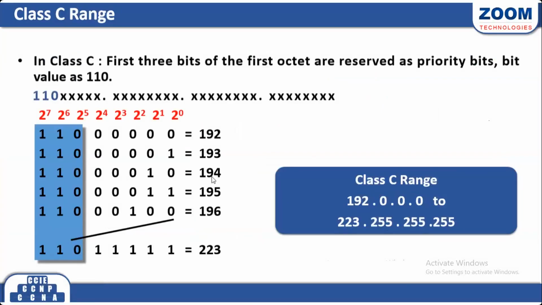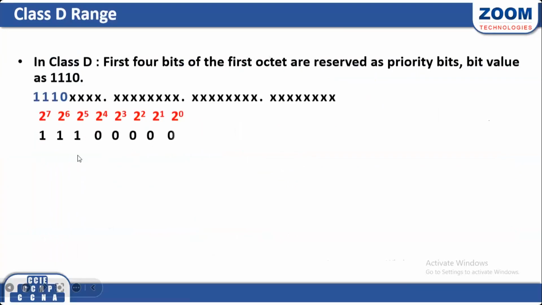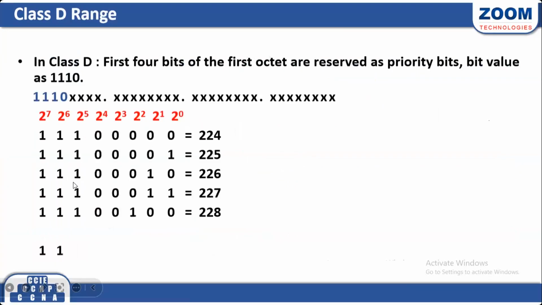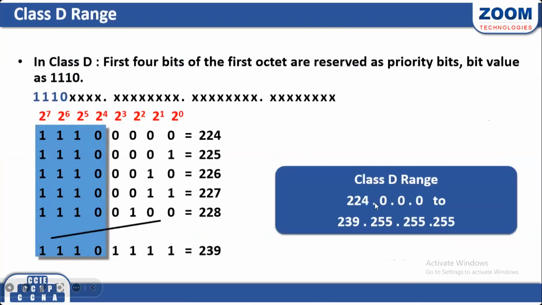Then after class C you will get the class D range, the multicast address range, which will start with the number 224, because the priority bit here is 1110, 4 bits. Because of this 1110, the decimal number 224 is already fixed, since 1110 means 128 plus 64 plus 32, 224. So again 224 plus 0, 224 plus 1, 2, 3 like this. So 224 to 239. This is the range for class D, and it is used for multicasting purposes.